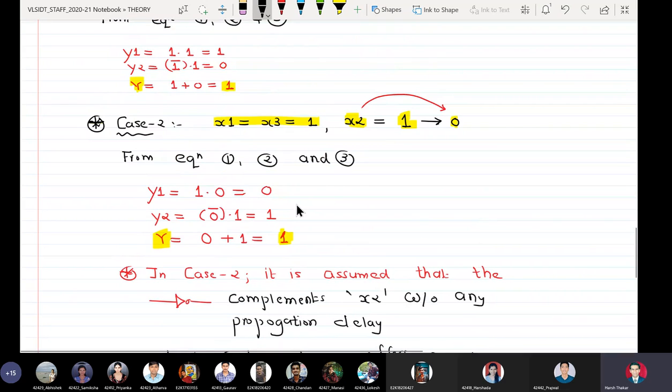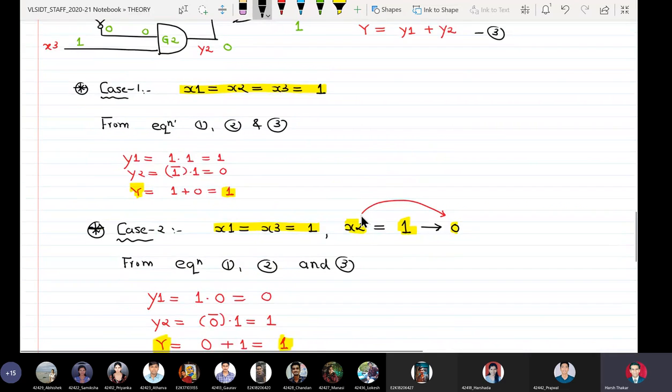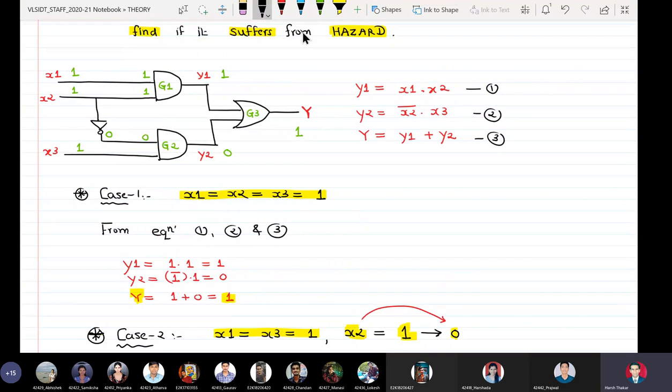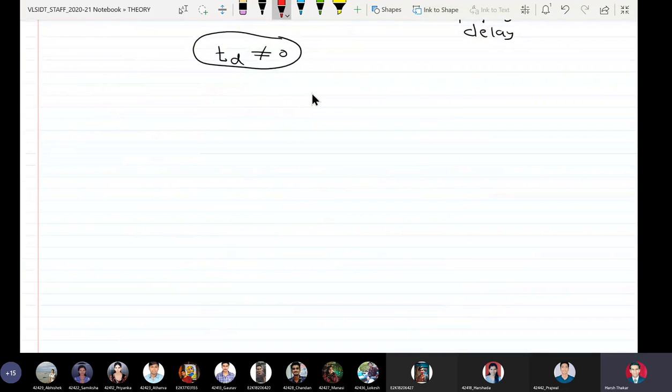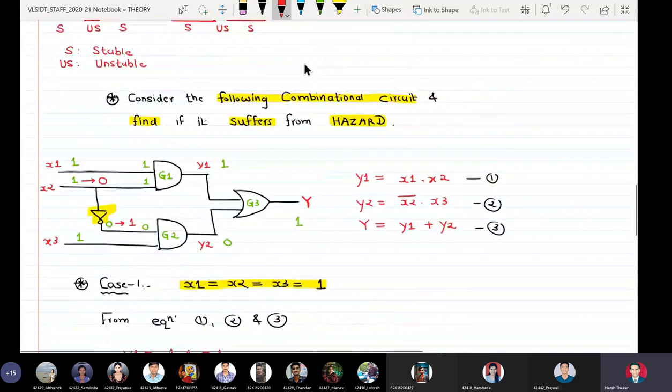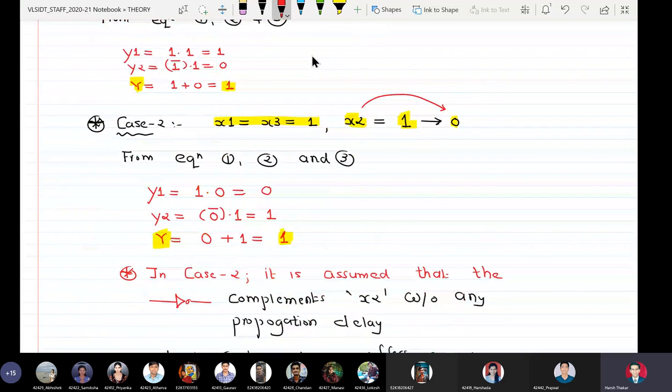Now we will analyze case number 2 again, by assuming that there is a finite time taken by this NOT gate to convert 0 to 1. x2 has changed from 1 to 0, so naturally its complement goes from 0 to 1. Now we will draw the waveforms directly.